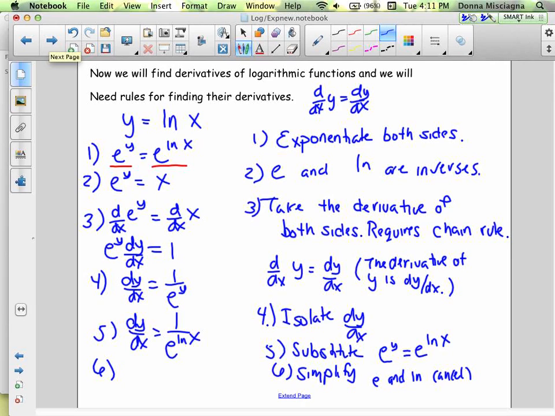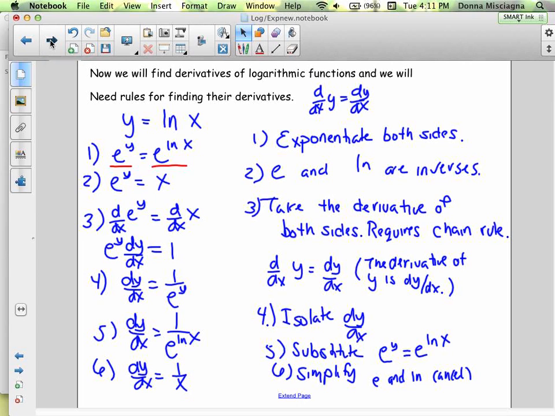Well, e and natural log are inverses of one another, and they cancel, leaving dy/dx is equal to 1 over x. And now we have derived that formula. It makes sense as opposed to just learning some formula because I say so. All right? So here is the derivation of the derivative formula for natural log of x.